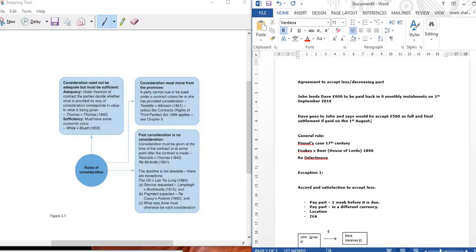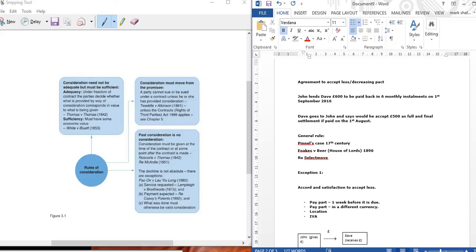So what we need to look at is, is this agreement supported by consideration? If we apply the general rule, no, it's not. But he's agreeing to pay it before the due date when the loan is due to be completely repaid. So the argument would be, yes, there is consideration provided for this particular agreement to accept less. What does that mean in practical terms? It means if there is consideration provided, the agreement to accept less can be upheld, and therefore Dave cannot come back to John and say, give me that £100 that you didn't pay of the 600. So that would be the outcome.